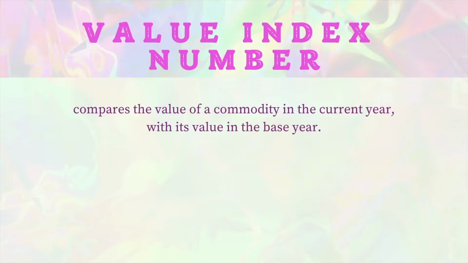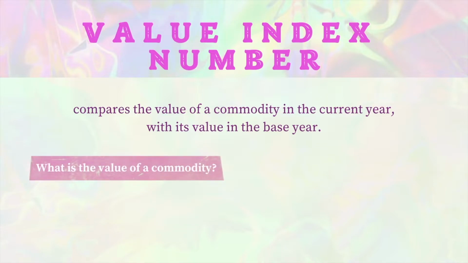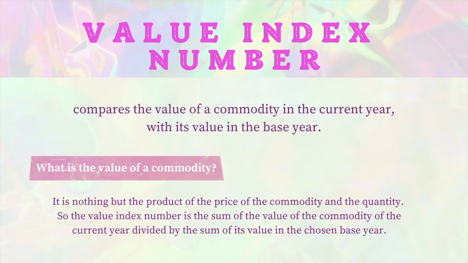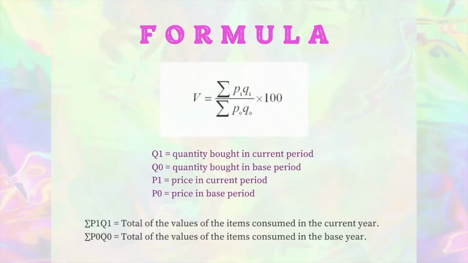So, the value index number compares the value of a commodity in the current year with its value in the base year. What is the value of a commodity? It is nothing but the product of the price of the commodity and the quantity. So, the value index number is the sum of the values of the commodity in the current year divided by the sum of its values in the chosen base year. The formula is as follows.